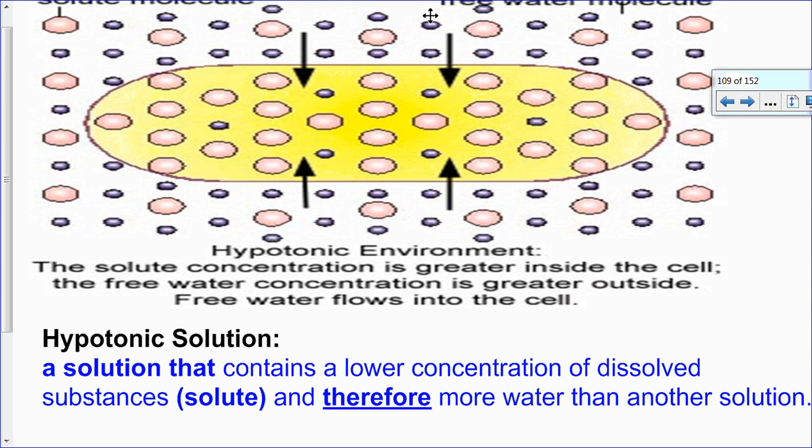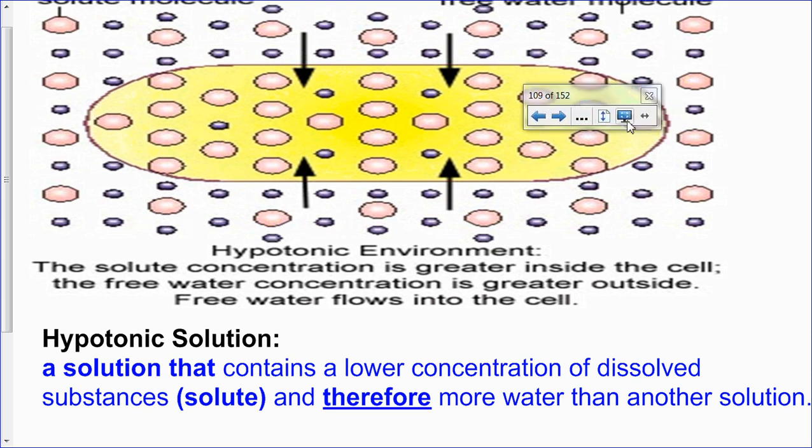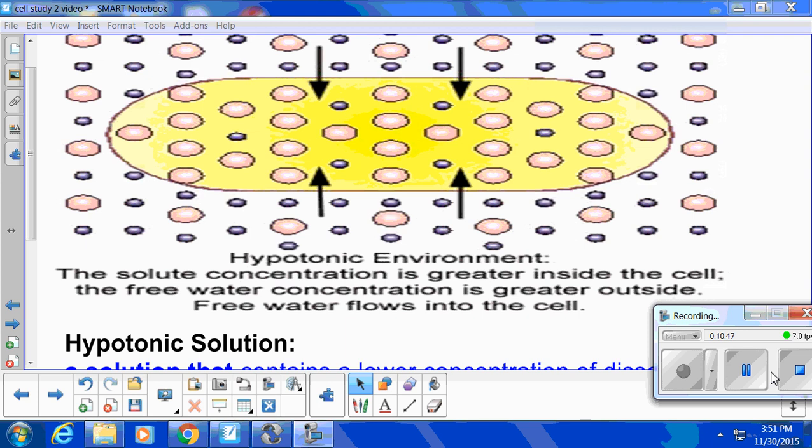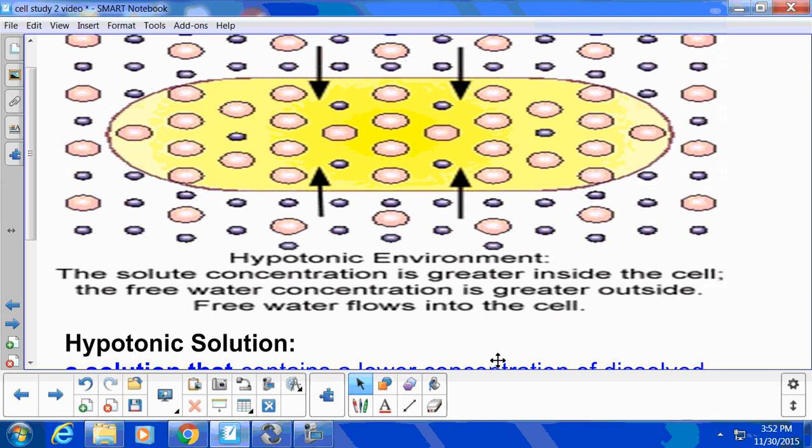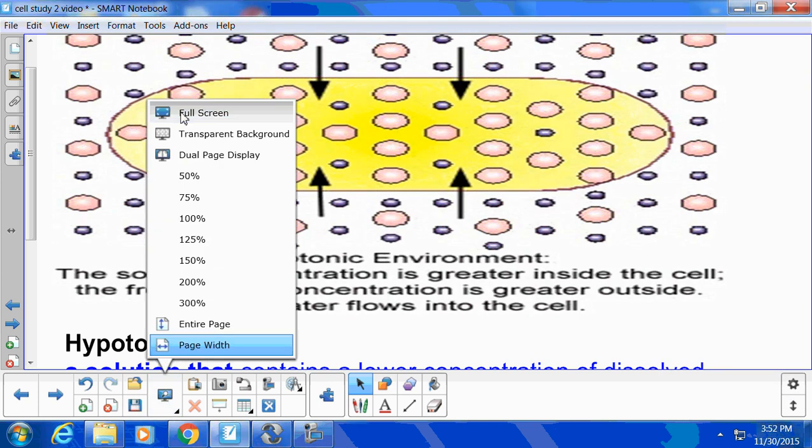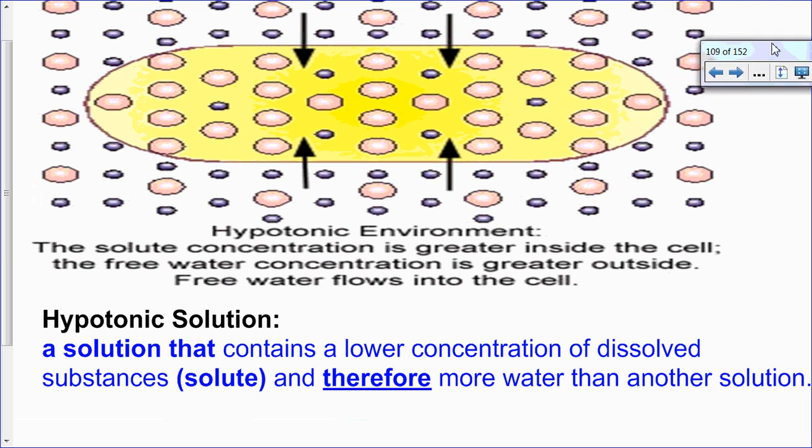The cell is again placed in it, and there's very little solute in this solution outside the cell, but certainly in a hypotonic environment, when there's very little solute, they'll make up a lot of water molecules inside the solution itself. Okay, so let's go back and make sure you have the notes on that. A hypotonic environment, when cells are placed in that, water will rush into them because there's a lot more water outside them than inside them.